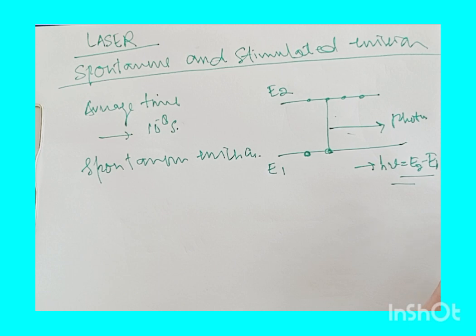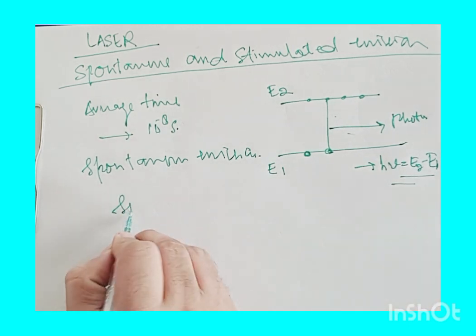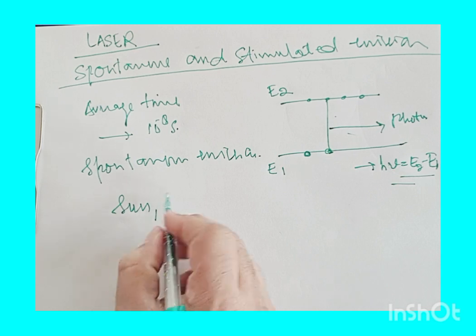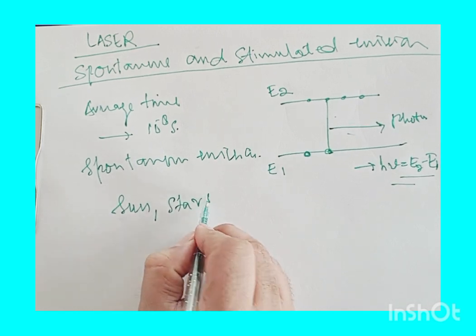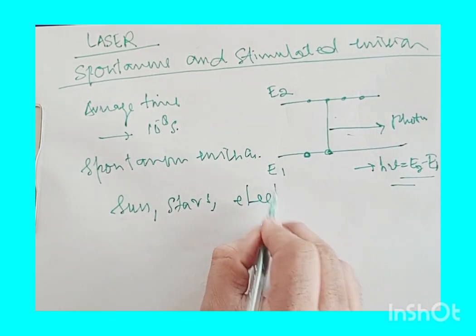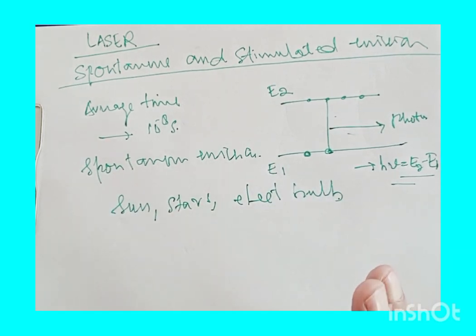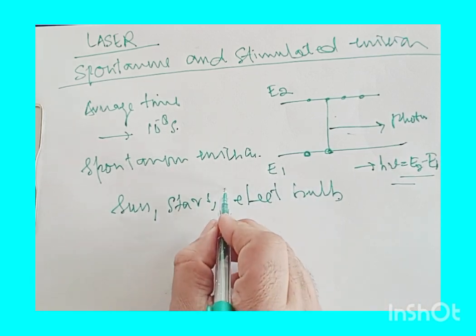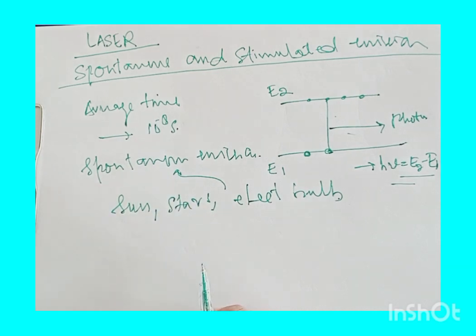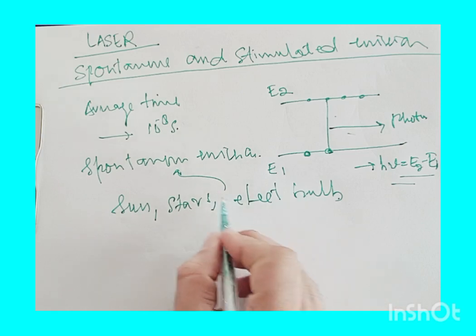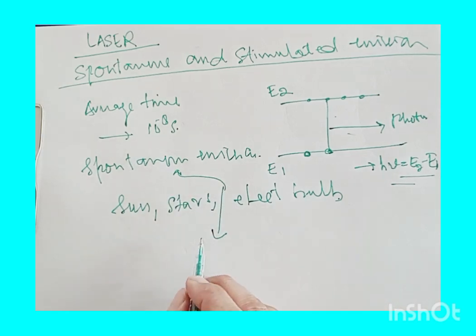One point to be noted here is that the spontaneous emission is a source of ordinary light. For example, the light emitted by the sun, stars, electric bulb, the light that is emitted by these sources is due to the spontaneous emission, and this light emitted by the ordinary source of light is incoherent.